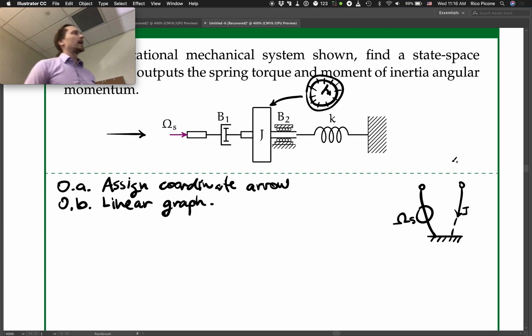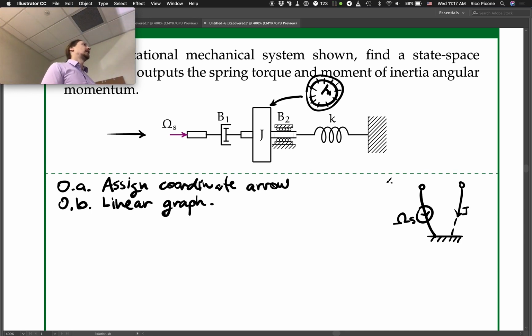The direction of the arrow for omega s is what? Away from or toward the node of application? Away from the node of application. And the reason for that is it's an across variable source. Okay, that's one thing. The coordinate arrow is drawn in the direction of the across variable source. So therefore, our convention states that we must draw the arrow away from the node of application.